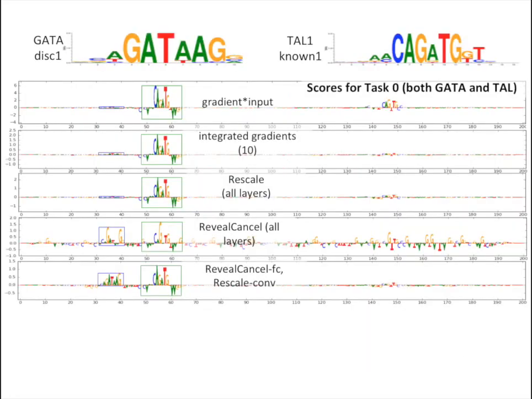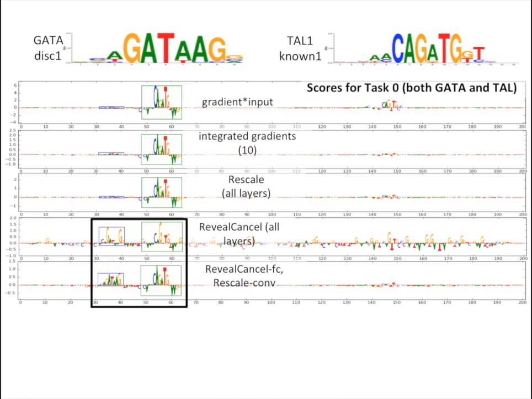Here is the behavior of the different methods for task 0 on an example sequence that contains both an embedded GATA motif and an embedded tal motif. The height of the letters is proportional to the importance score on the letter. The blue box indicates the location of an embedded GATA motif, and the green box is the location of an embedded tal motif. As you can see, the DeepLIFT methods that use the reveal cancel rule are the only ones that assign positive importance to both the GATA and the tal motifs.